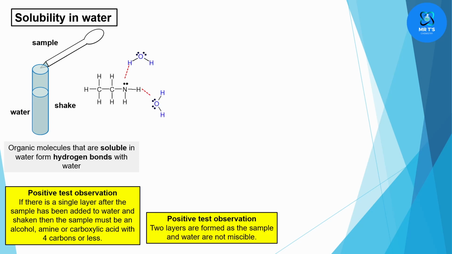Now, what actually happens here is, here's an example of an amine. So the amine will actually, these lone pairs that are found at the top of the nitrogen here will form an attraction with the hydrogen particles.